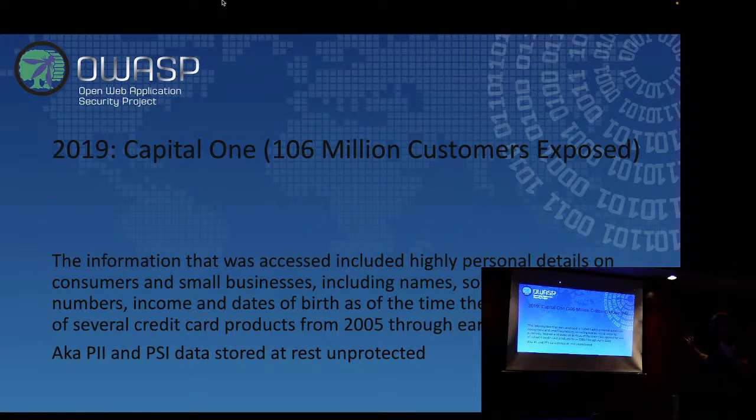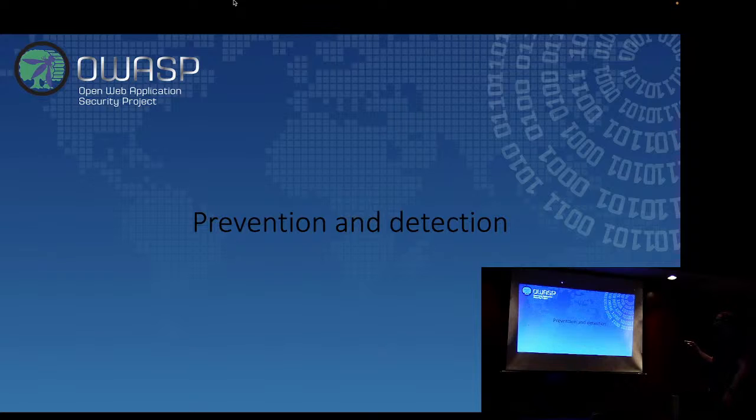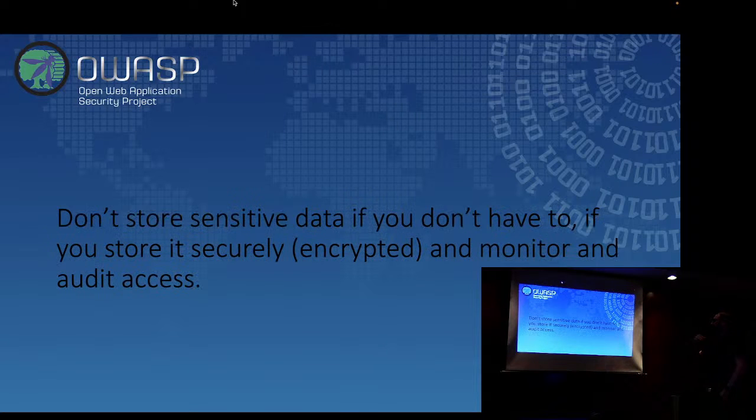Capital One. This one is a bit of a stretch, but I'm pretty sure PII and PCI data is stored at rest. That should be encrypted, right? This stuff shouldn't just be plain text, or at least make it complicated and difficult for someone to get into, and audit it. It should not be something easily accessible through a web page. Next. Prevention and detection. Next.